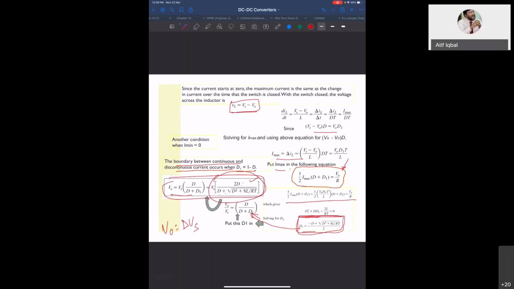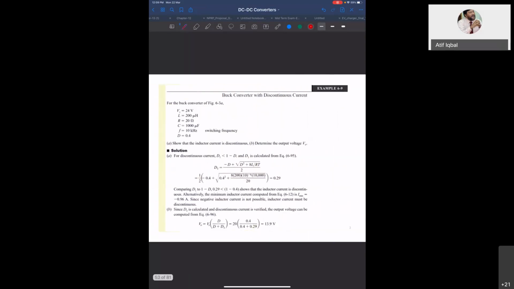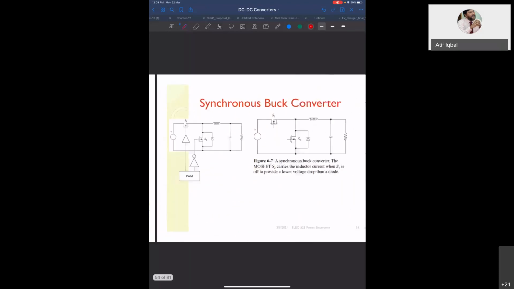So V naught is 2D upon D under root D square plus 8L by RT. So it is in terms of D. There is no D1 because D1 we already substituted here. So this is called discontinuous conduction mode. And based on that, you have just direct substitution problems here.